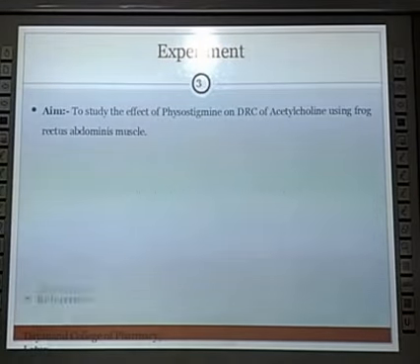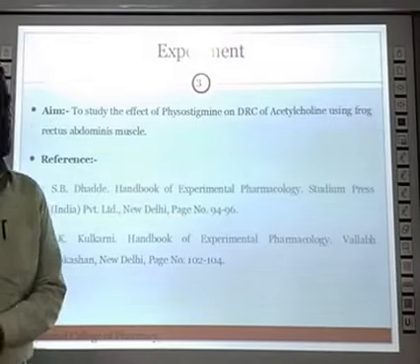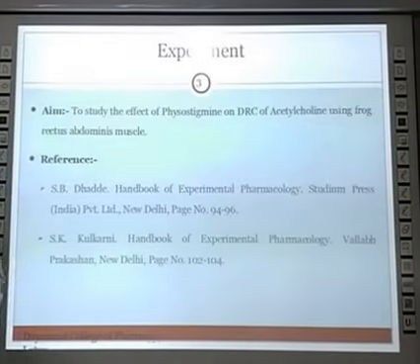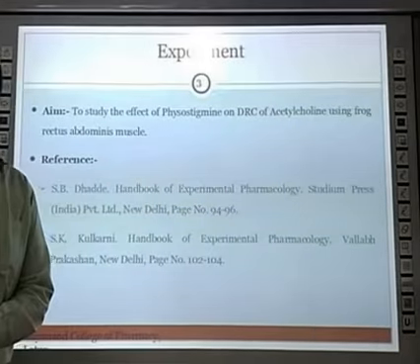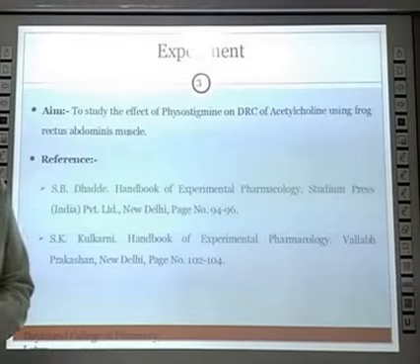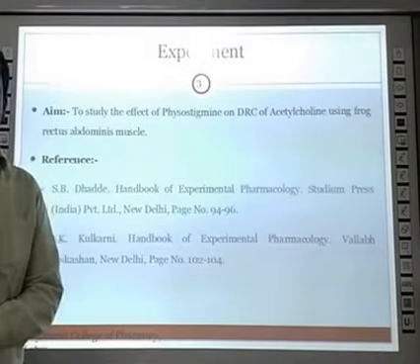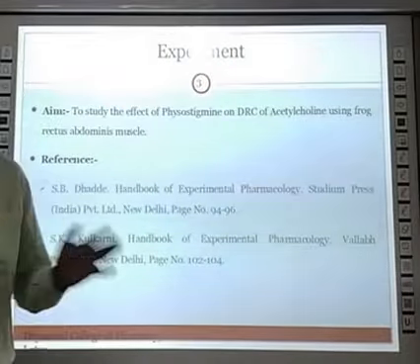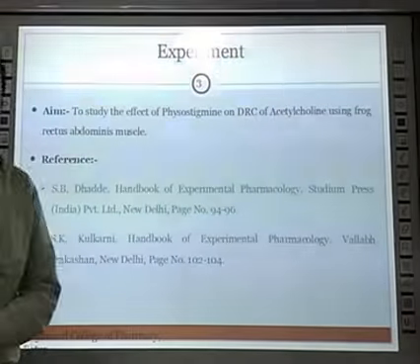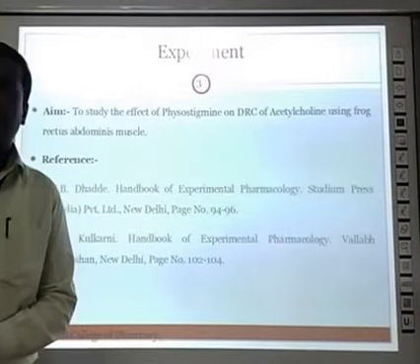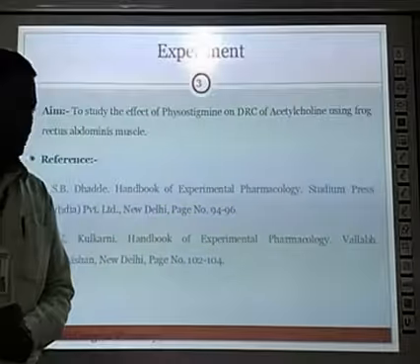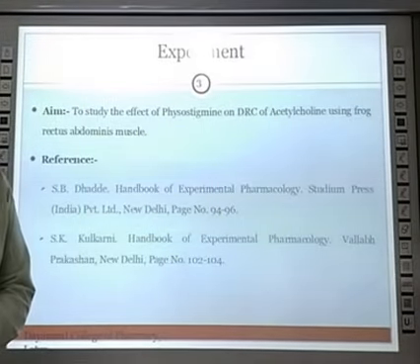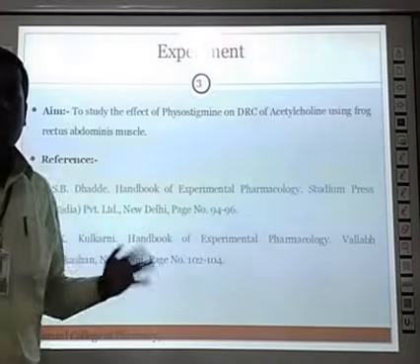Then next one is the references. So there are two references for performing today's practical. The book of S.B. Dhade, a handbook of experimental pharmacology, Studium Press Private Limited, New Delhi, page number 94 to 96. And the second reference is the book of S.K. Kulkarni, handbook of experimental pharmacology, Vallabh Prakashan, New Delhi, page number 102 to 104. So these are the references.